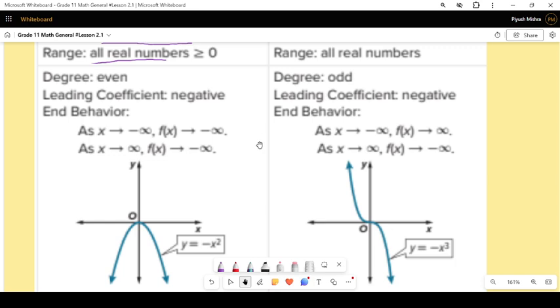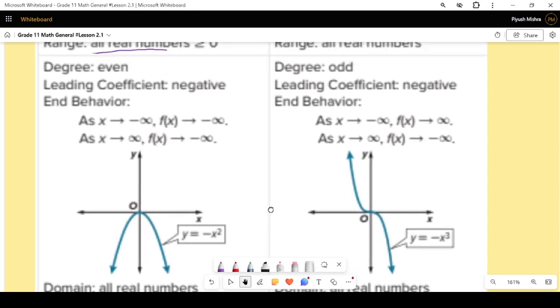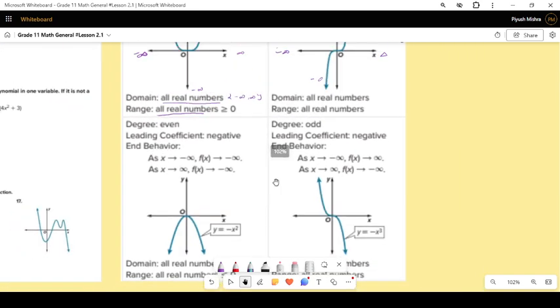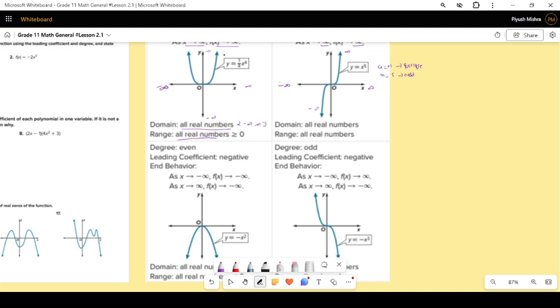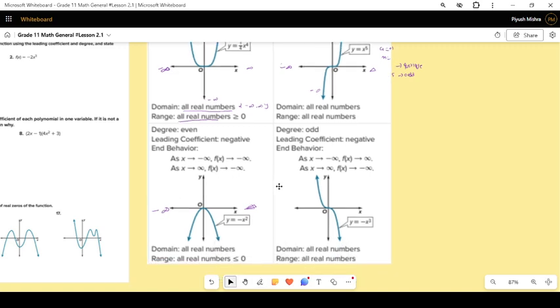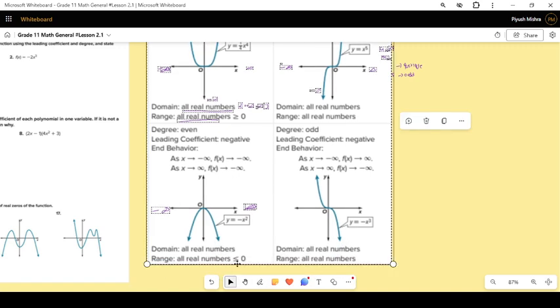When the leading coefficient is negative, what will happen? The graph will immediately change. How will it change? Look here. When it was even, you can see the graph was going up. Here the graph will go down. Domain will be minus infinity to plus infinity, meaning all real numbers, but the range will go only in the negative direction. So you will say all real numbers less than 0. You can see it's written here, all real numbers less than 0.